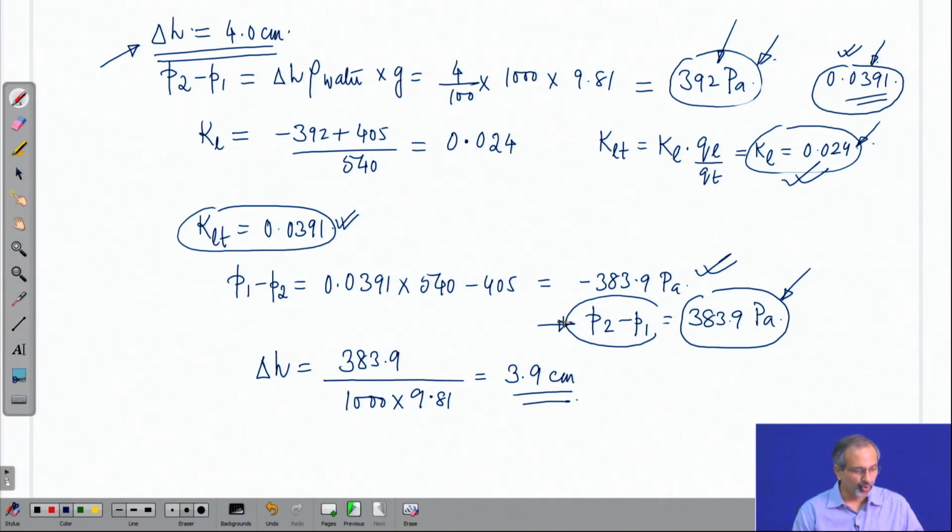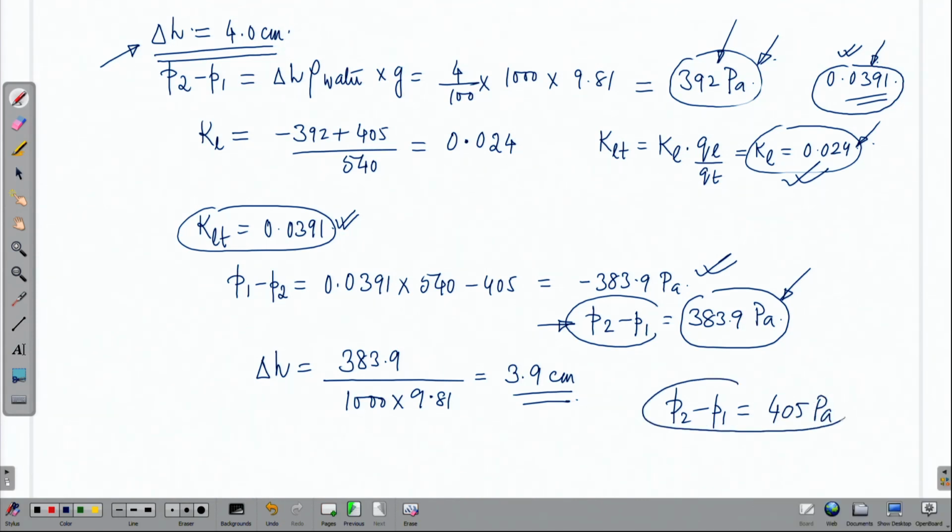If there was no loss at all, then what would be the situation? The situation would be that P2 minus P1 would then be 405 Pascals for the problem that we are solving. So, this is an ideal case without any losses incurred in the diffuser.